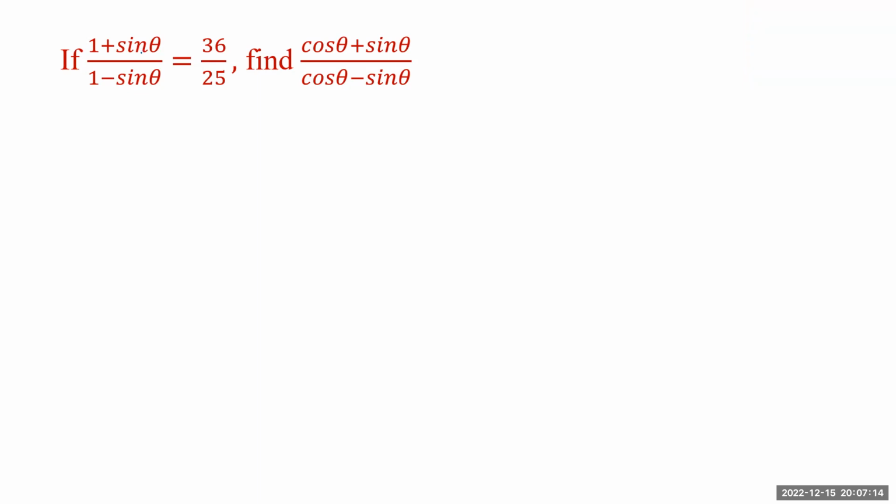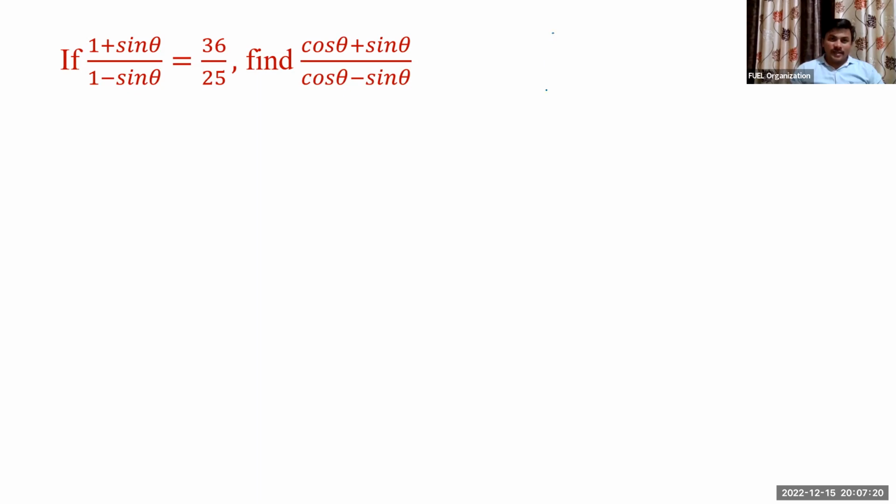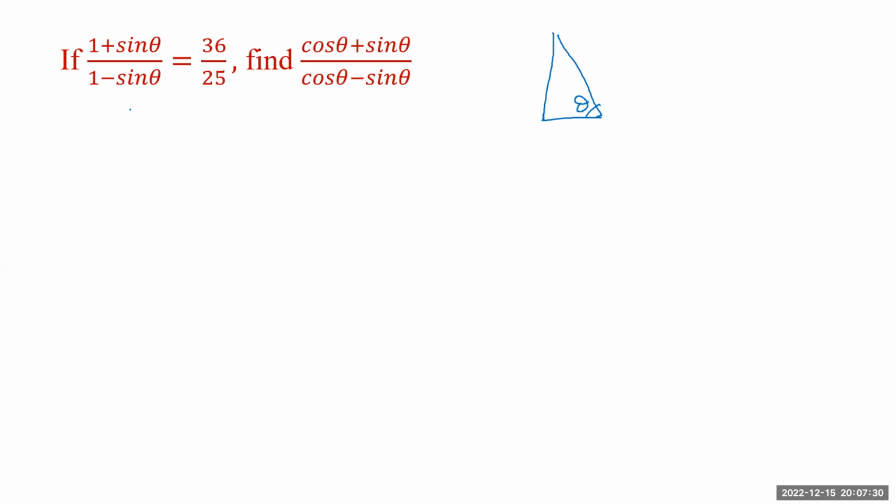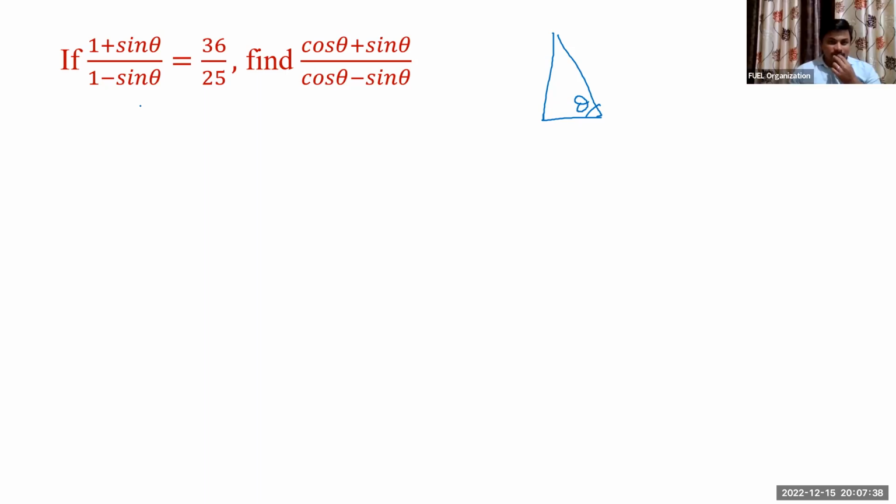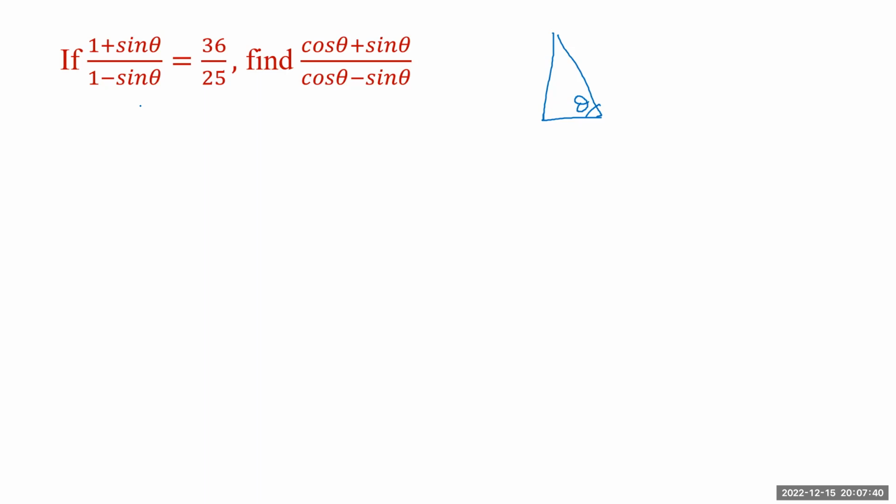Sir, can we find the other triangle sides by doing substitutions? If you want to find the triangle sides also, let me consider this one as angle theta. But exactly the sine theta value is not given to me. How can we get the value of sine theta? How can we calculate the sine theta value? Sir, let me calculate it.